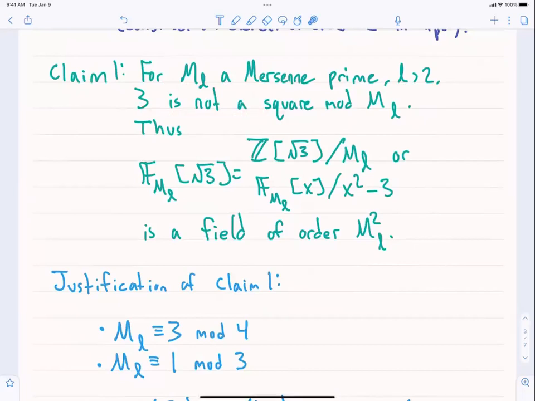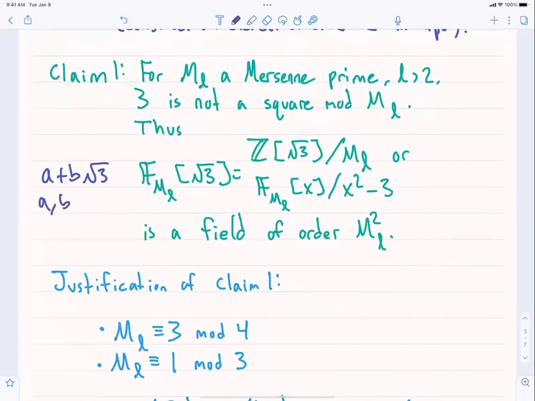3 is not a square modulo M_L. I'll explain this in a second. But if you agree that 3 is not a square modulo M_L, then I can look at this field F_{M_L} and then add a square root of 3.